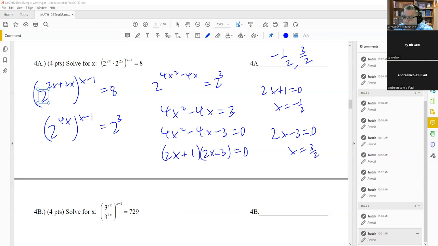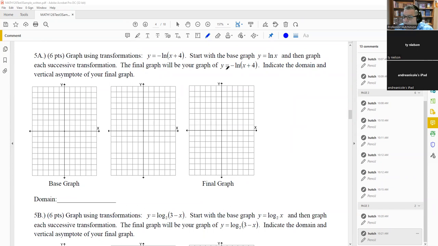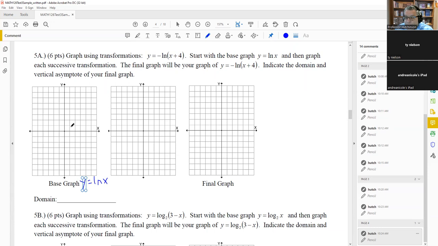All right, so next one. Okay, so we have another one that we're going to do, that's a log question. For this, the base graph, we're going to do y equals ln x right here. So starting with that base graph, it goes through 1, 0. And it's also going to go through this point right here, which is e, comma 1.